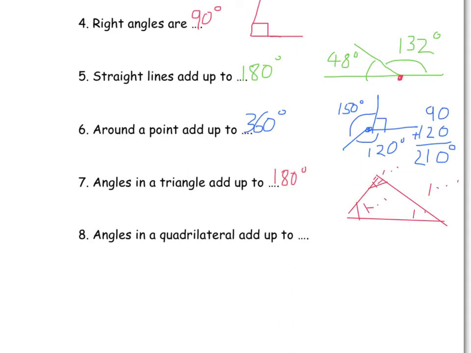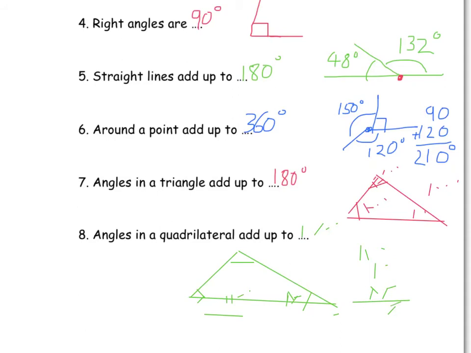Finally, angles in a quadrilateral. A quadrilateral is a four-sided shape, and angles in a quadrilateral add up to 360 degrees. So if we've got a quadrilateral, and we've got this one is 130 degrees, this one is 90 degrees, and this one here is 45 degrees. To find the missing angle, we add the ones we know up, so 130, 90 and 45.